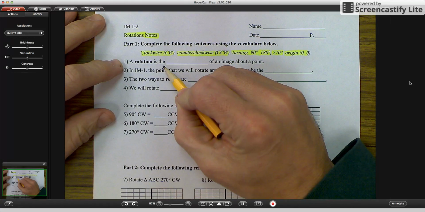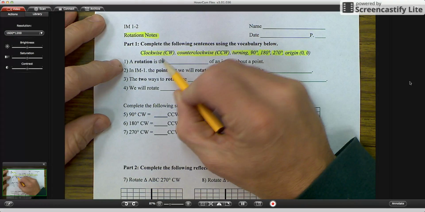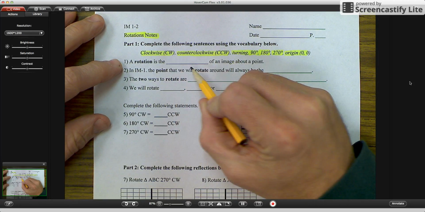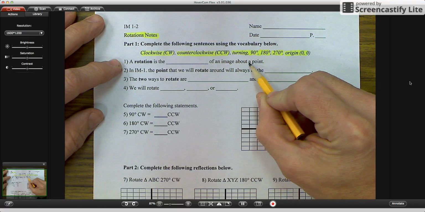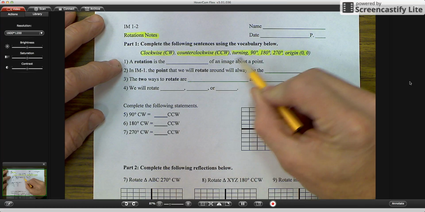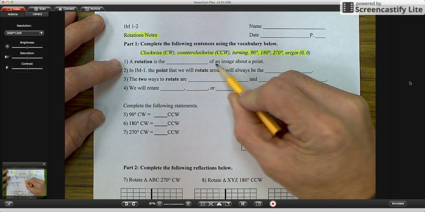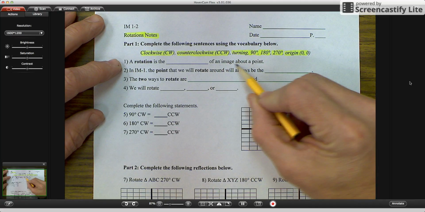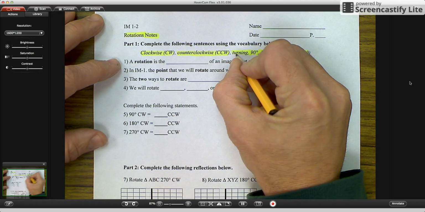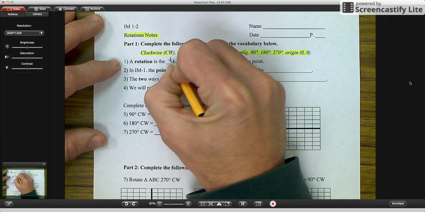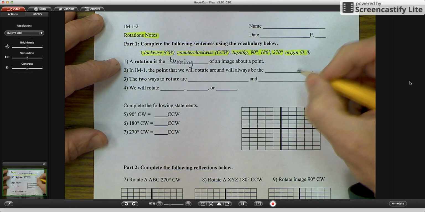So a rotation is the blank of an image about a point. A rotation is the clockwise of an image about the point. No. A rotation is a counterclockwise of an image about a point. No. A rotation is the turning of an image about a point. That makes sense. 90 of an image about a point, 180 of an image about a point. Or a rotation is the origin of an image about the point. Nope. Turning is our best option. So we're going to put in here, a rotation is the turning of an image about a point.